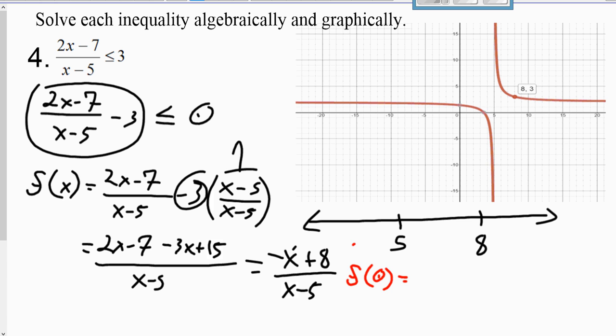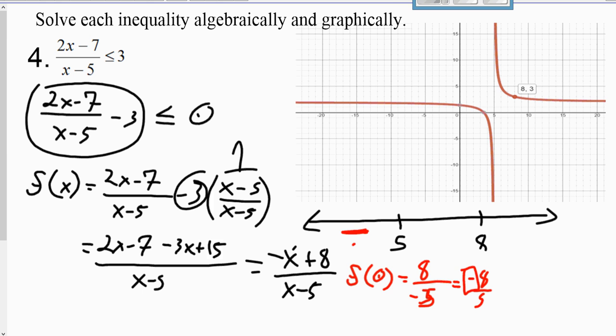So I'm going to get negative 0 plus 8 is just going to be 8 over 8 minus 5 is going to be 3. So that is positive. Actually, we get 8 over negative 5. So that's going to be negative 8/5. I don't care that it's 8/5. I just care that it's negative here. So we're negative in this interval.